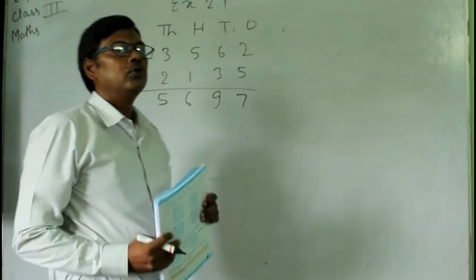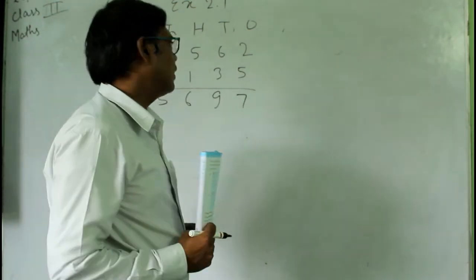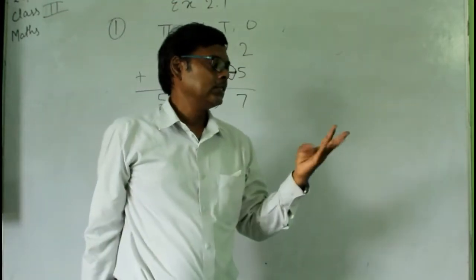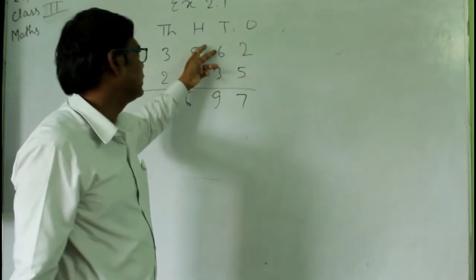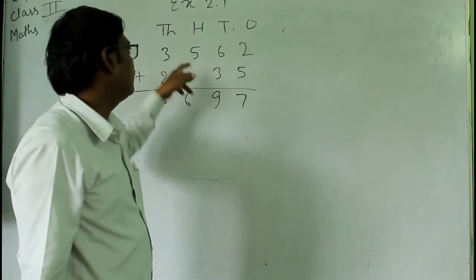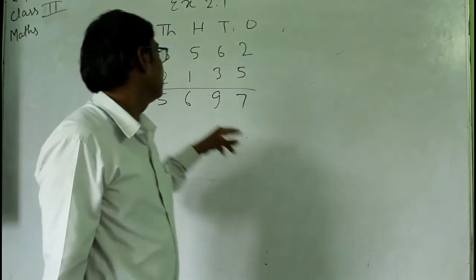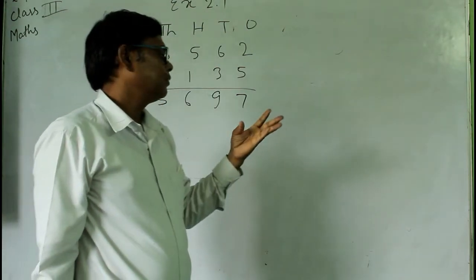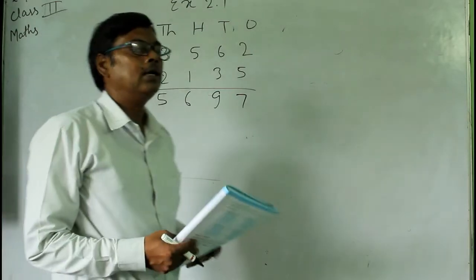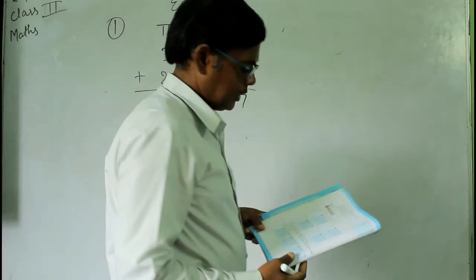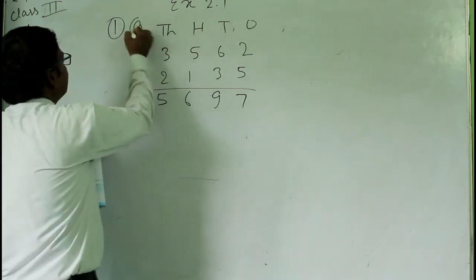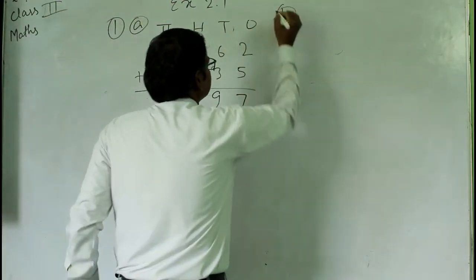Okay? So you can add very easily by using your fingers. Okay? And here 5, then 6, 7. Okay, then you will count here 6, then 6, 7, 8, 9. So 9, then 5, then 5 plus 1, 6, then 3, then 3, 4, 5. So answer is 5,697. So next question is B. This is A, and then B.